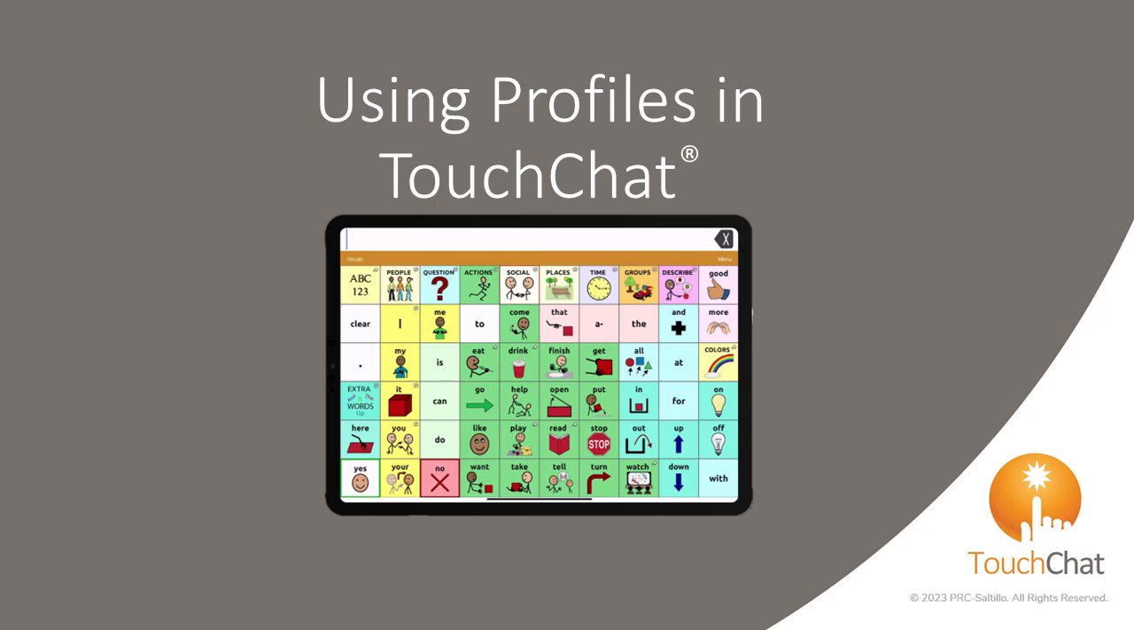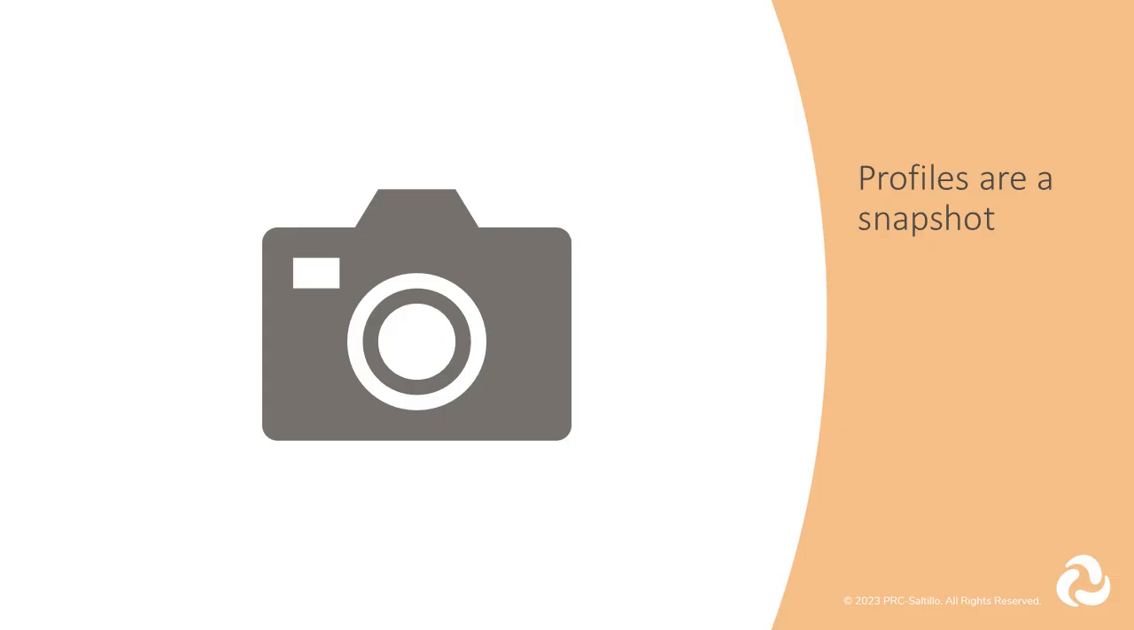You can set up profiles within TouchChat to easily switch between two vocabulary files and/or settings at the touch of a button. A profile provides a snapshot of the current settings and vocabulary on the system, allowing them to be saved and easily accessed at a later time. Multiple profiles can be saved on a single device.